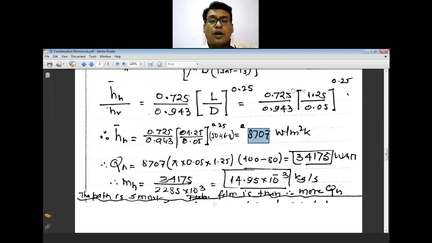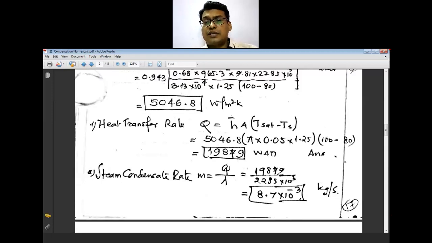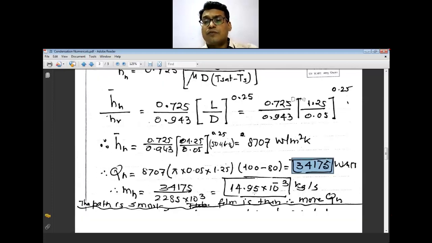Then QH, that is in horizontal condition, you get 34,175. For this Q, that comes as 19,000. Then for this flow rate, 8.7 into 10 to the power minus 3. Here it comes to 14.95 mass flow rate. So your heat transfer coefficient increases, amount of heat transfer also increases, and the mass flow rate which is getting condensed is also increasing.